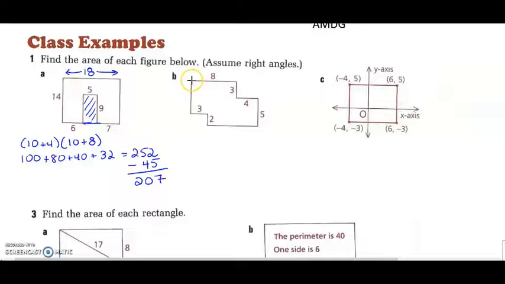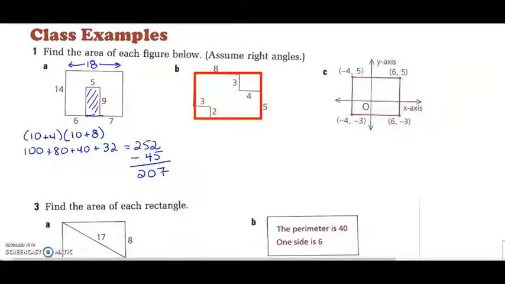I'm going to repeat that method here by examining one larger rectangle. Since this length here is 4, the 8 plus the 4 gives me 12. Since only this part here is 5, and this part here is 3, this height is a total of 8. 8 times 12 is 96. Then 3 times 2 is 6. 3 times 4 is 12. Subtract the 18, and we get 78.